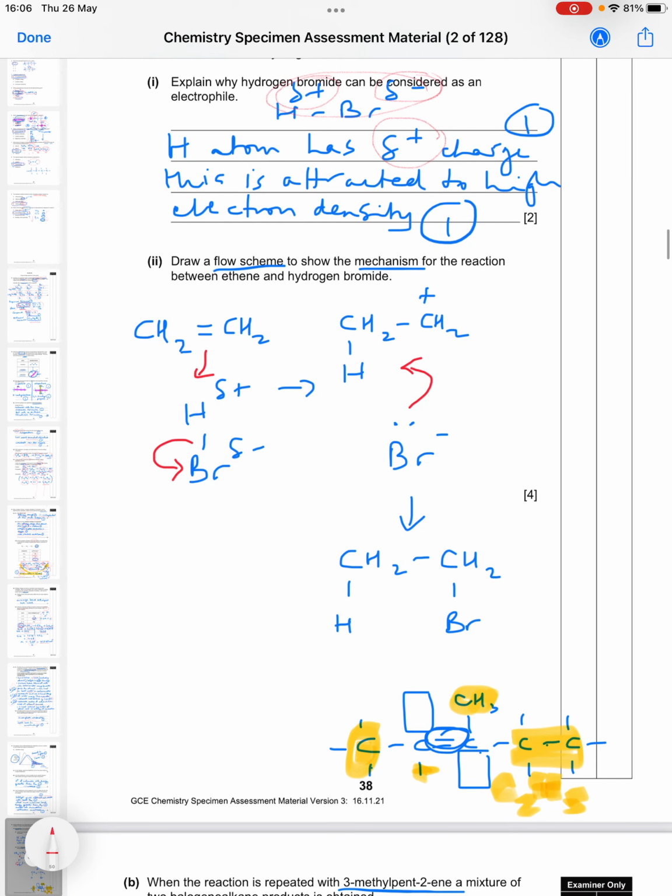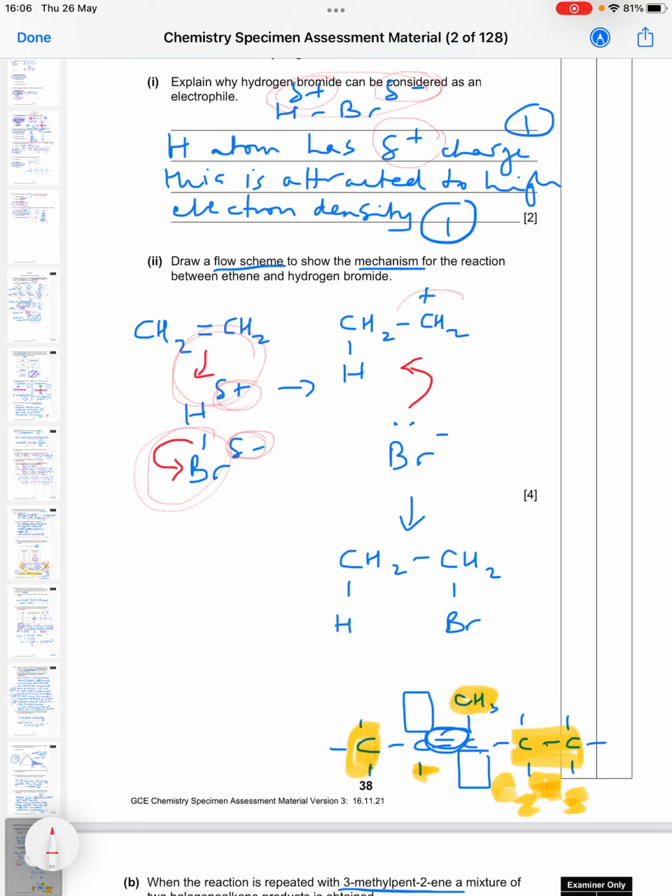Then draw a flow scheme to show the mechanism for the reaction between ethane and hydrogen bromide. So the important thing here is getting the arrows going in the right direction. So you'll see in the first step, the arrow is from the double bond to the space between it and the hydrogen. The hydrogen is shown as delta positive and the bromine is shown as delta negative. And then the electrons from the bond to the hydrogen, from the hydrogen to bromine, are moving to bromine.